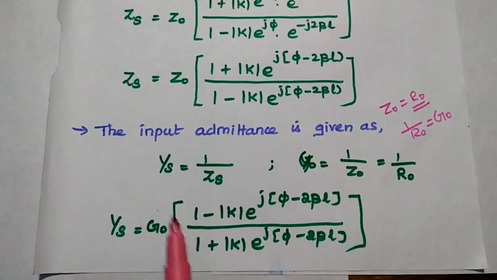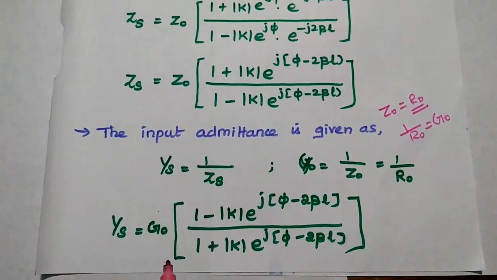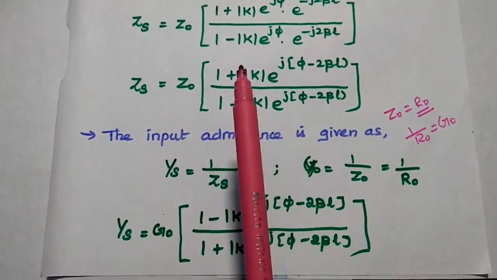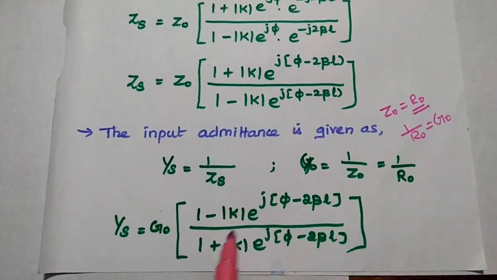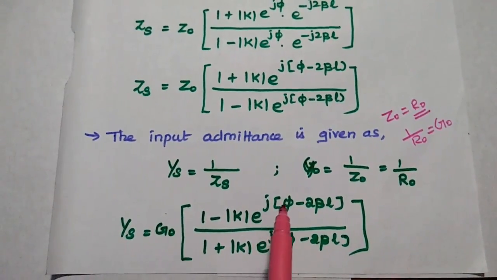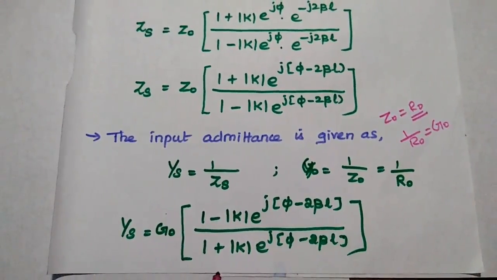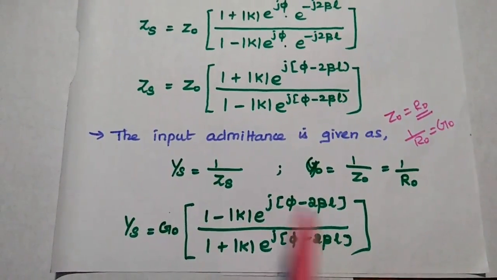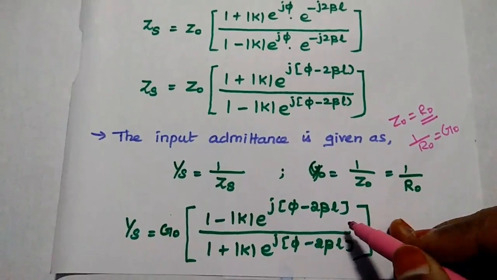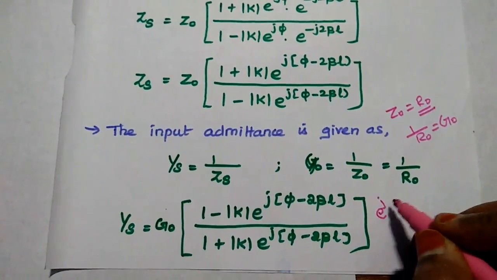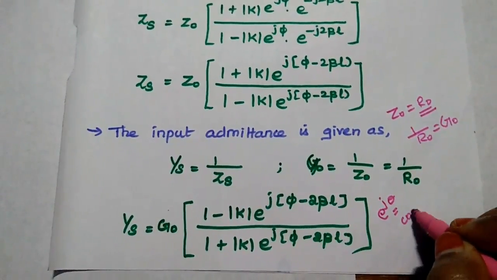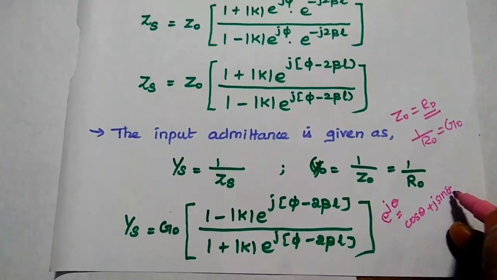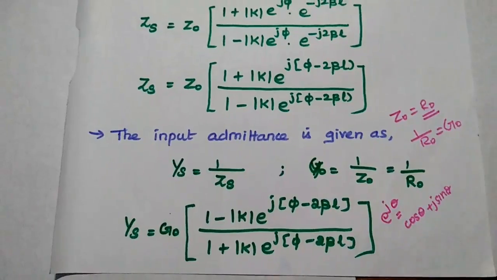Then this expression can be written like this: Ys is equal to G0 into, the numerator becomes denominator and denominator becomes numerator, (1 minus k e power j (phi minus 2 beta L)) divided by (1 plus k e power j (phi minus 2 beta L)). In the next step, we are going to expand this formula, as we know that e power j theta is equal to cos theta plus j sin theta. Here we have theta as phi minus 2 beta L.